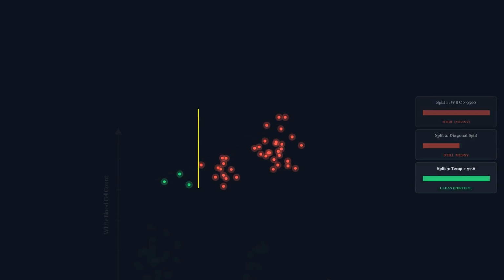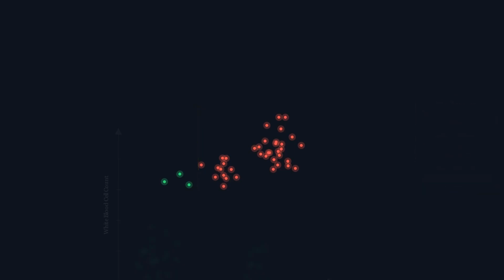First attempt, a simple horizontal cut at WBC greater than 9500. But the result is highly mixed. Both sides remain noisy. Next idea, let's try a diagonal separation. It improves things slightly, but still fails to fully separate the groups. So now let's try the next split. Then something much simpler works better. A single vertical cut almost perfectly separates these two groups. One side becomes almost entirely one class and the other side becomes the opposite. And this is the cleanest separation so far.